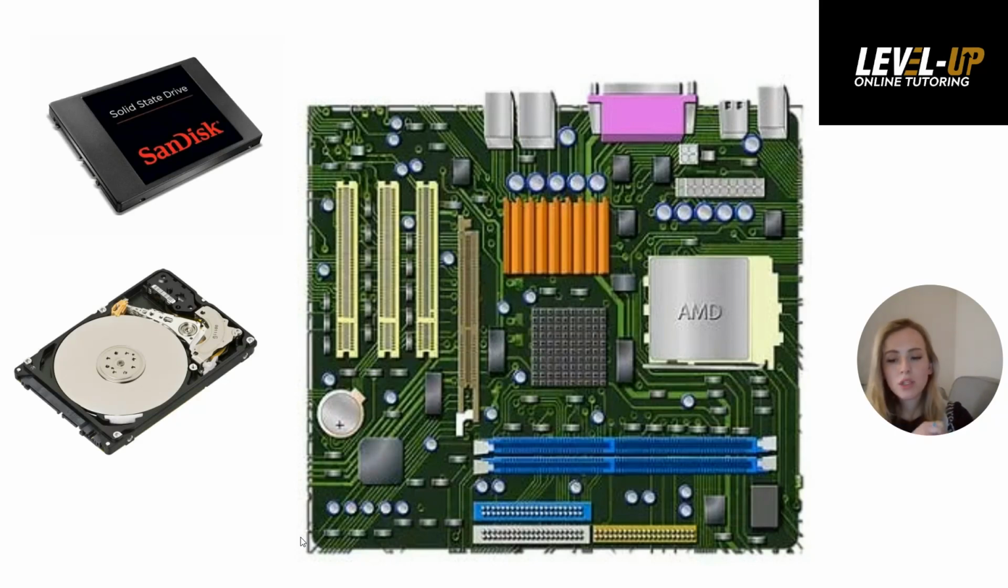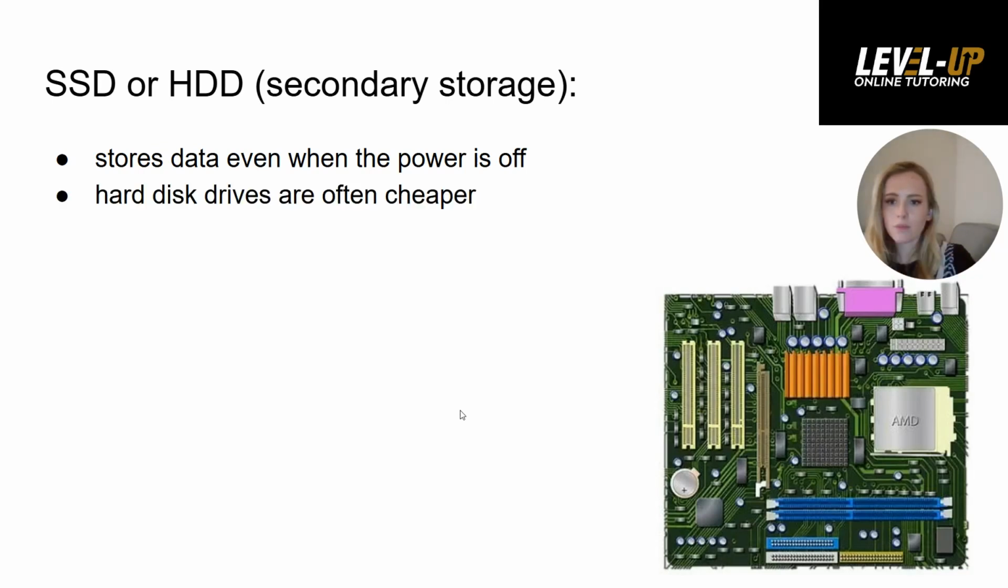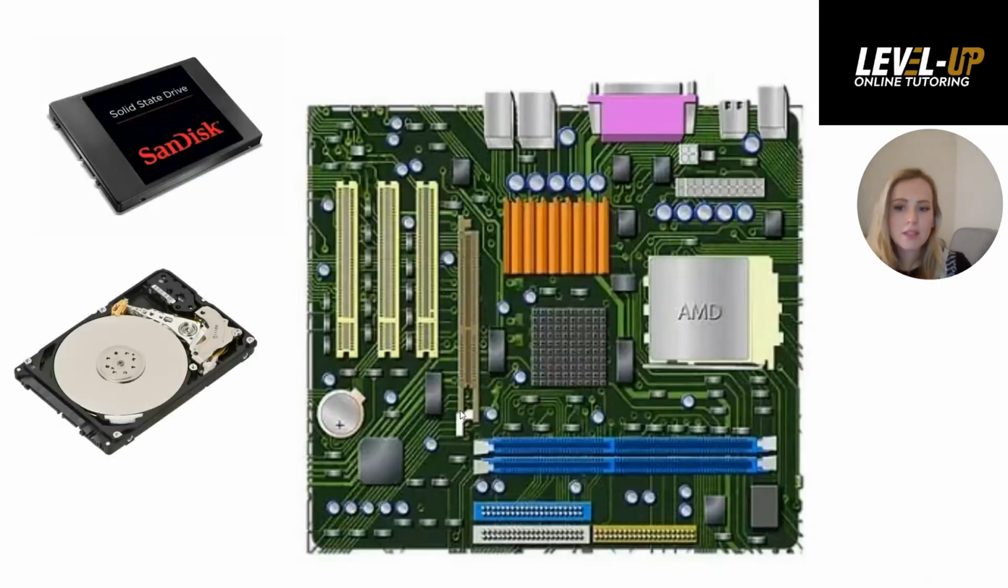I will talk to you a little bit more about the advantages and disadvantages of both of these secondary storage components later on in the video. Okay, so hard disk drives are often cheaper. This is what I was showing you just a moment ago. This is your slightly metallic one. They're often cheaper, and for a while they were widely used.